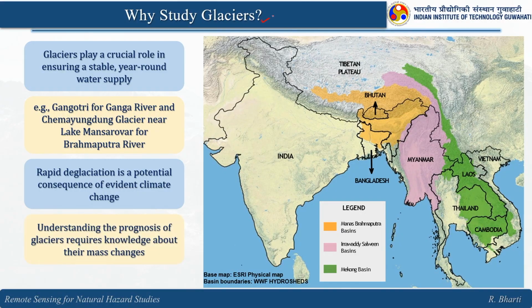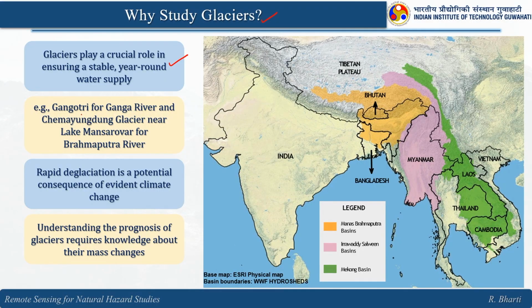Before we get into the hazard part, let us understand why exactly glacier study or cryospheric studies are needed, right? So we will start with this: what is the importance of glaciers and the glacier study. Glaciers play a crucial role in ensuring a stable year round water supply. Basically we are dependent on the glacier fed rivers, and some of them are purely glacier fed, some are rain fed, so it is mixed with both. But the year round supply is coming from the glacier fed rivers, right?